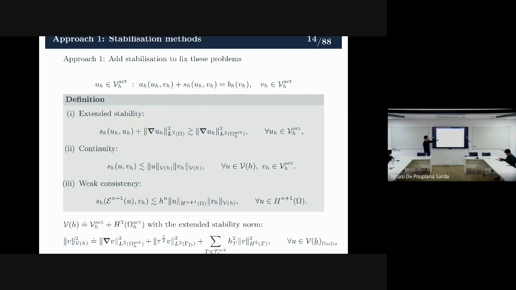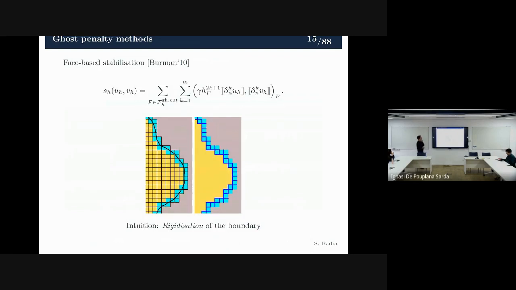This is one of the requirements of the stabilization term that we need to add in order to solve our problems. And then this is somehow a standard continuity. It has to be continuous with respect to the right norms. And then you also need some kind of weak consistency. What you add here doesn't have to be consistent, but at least it needs to go to zero with the right exponent of h in order to keep the error estimate that you have in your formula. Okay, so these are the main requirements for the stabilization term that we want to design. And Burman proposed some stabilizations that enjoy these properties in 2010, and he called them ghost penalty methods.